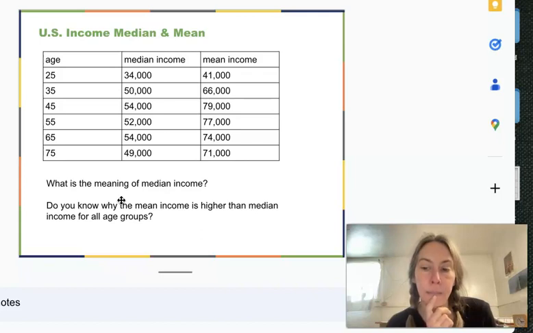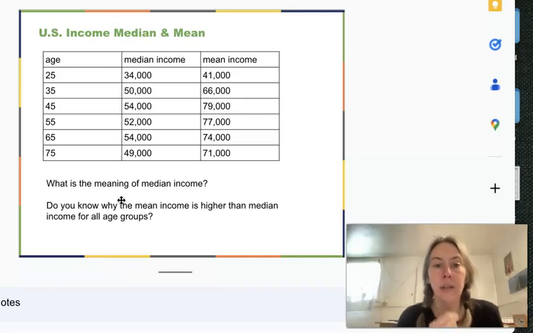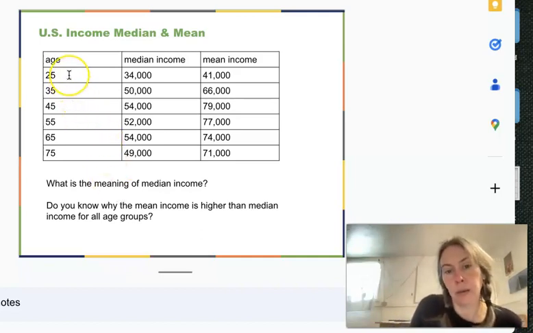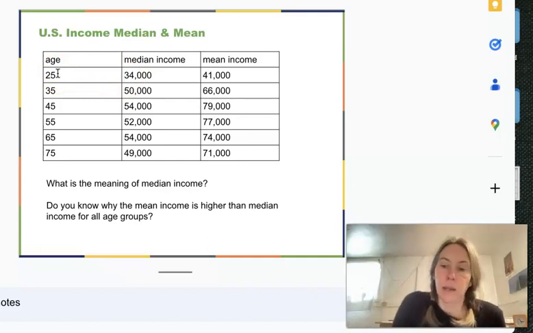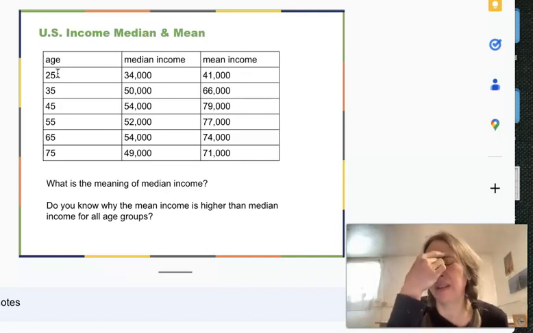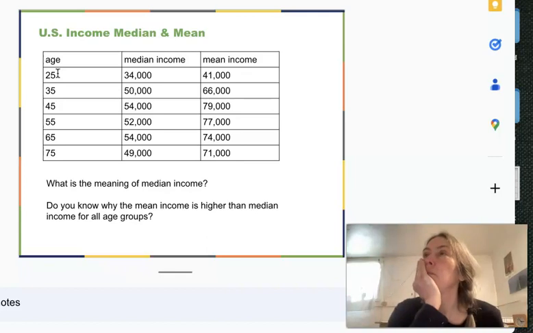So median income is different than mean income. And notice that in this table, it's saying that the average income is $41,000, but the median income is $34,000 for that same age group. And I think we've taught, what class did I learn this about? I think we learn about this in Math 105, where we learn that the mean gets skewed to the right of the median.